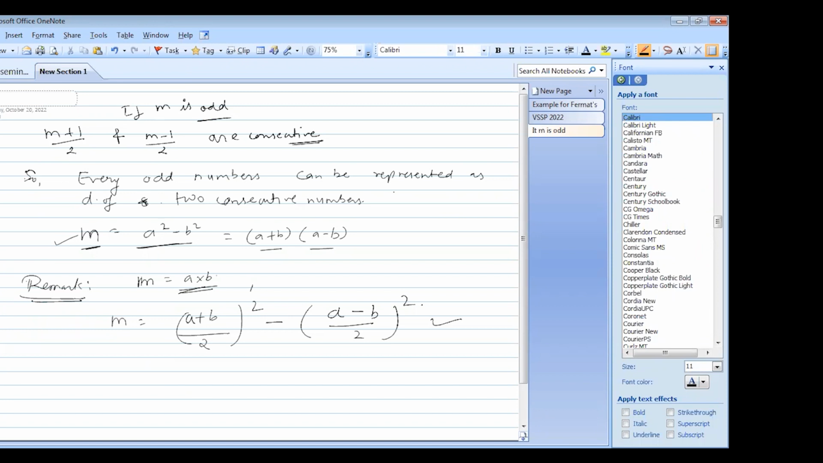It should be consecutive squares. Squares of consecutive numbers. Okay, so consecutive squares.